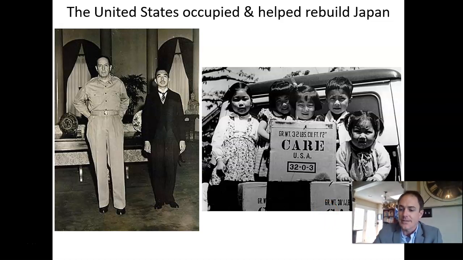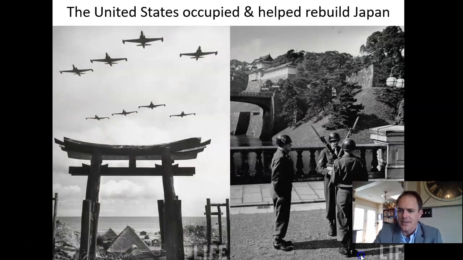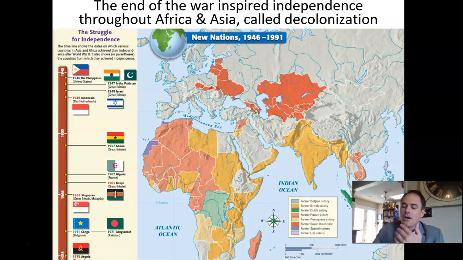The United States occupied Japan, helped rebuild it, helped write its constitution, provided defense and investments, and Japan recovered quite quickly thanks to the U.S. occupation. Also, the end of the war helps bring those independence movements that had been germinating in Africa and South Asia for many decades to fruition.